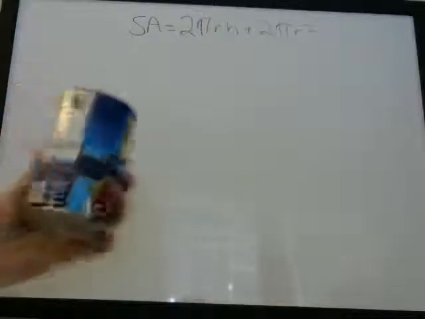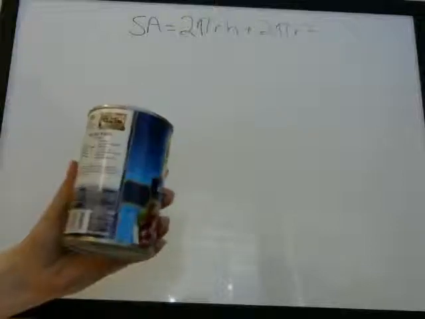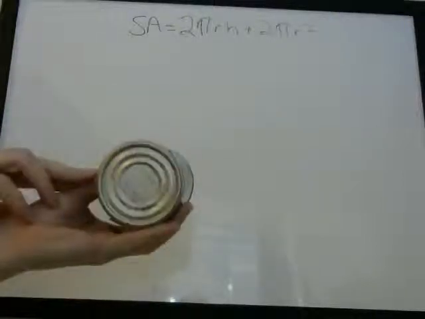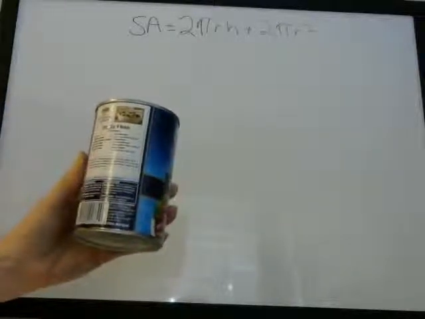We're going to talk about how to find the surface area of a cylinder. And so what's a cylinder? A cylinder is essentially a can. So for example, here's a can of beans, and this is in the shape of a cylinder. It has a circle on the top and the bottom, and then around on the sides.